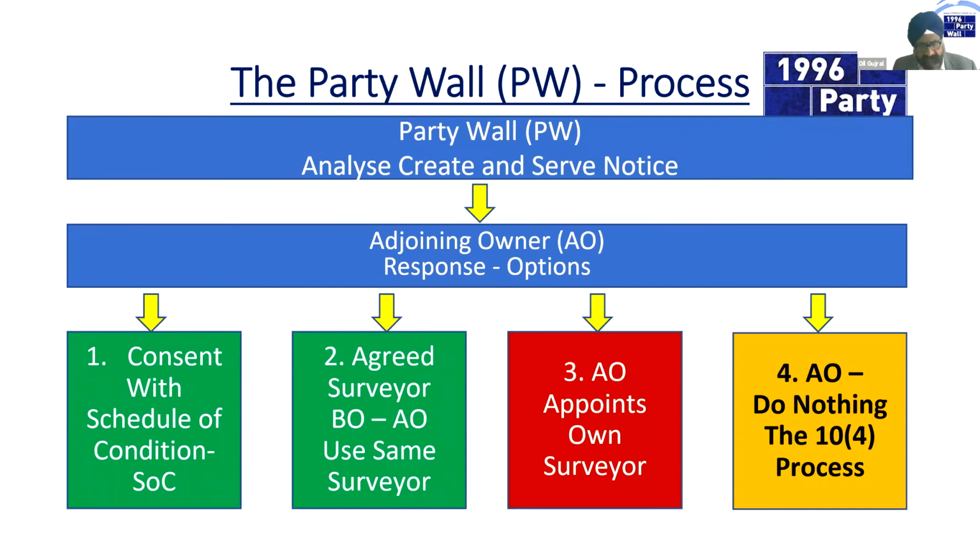The fourth option is that the adjoining owner does not respond to your notice. Now, there's a misunderstanding here, and I've heard it so many times from so many property professionals that you'd think know better. If you don't get a response to your notice within 14 plus 2 days, it does not mean you can carry on. It's not deemed consent. It's actually the opposite. It's a deemed dissent.